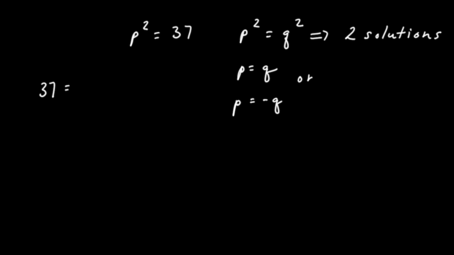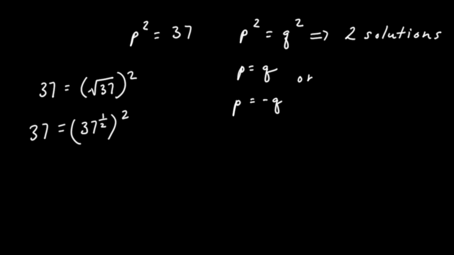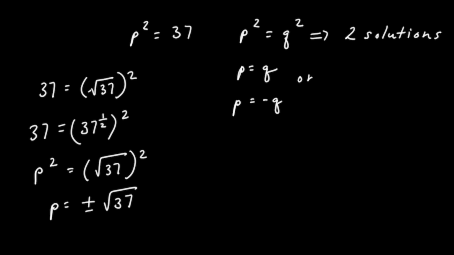So let's come over to the side here, and we can see that 37 is the same thing as the square root of 37 squared. You can rewrite it as 37 to the half power, because that is the meaning of the square root, and then square it, and that is literally the same thing as 37. So let's look at this a different way. We have p squared equals 37, the square root of 37 squared. And so then we're left with p equals plus or minus the square root of 37.